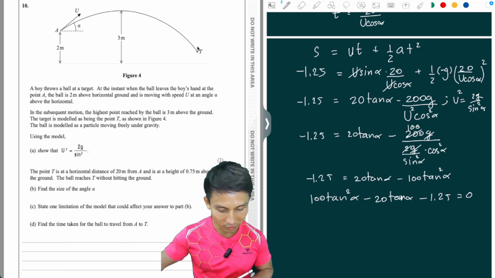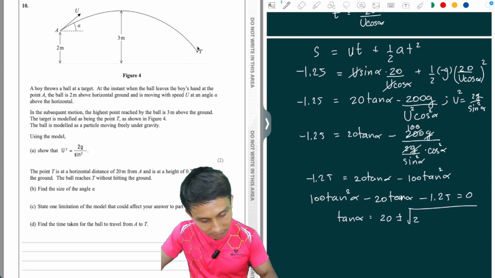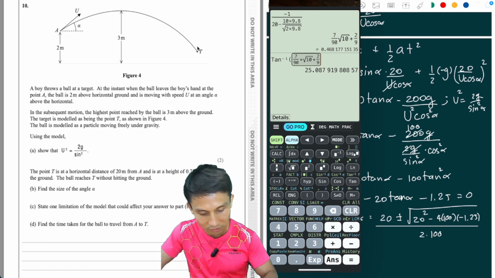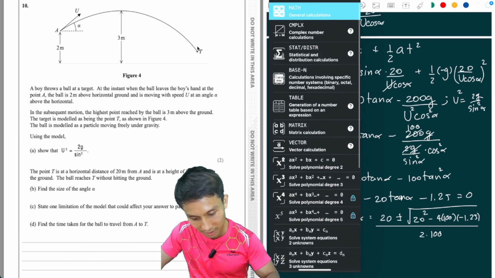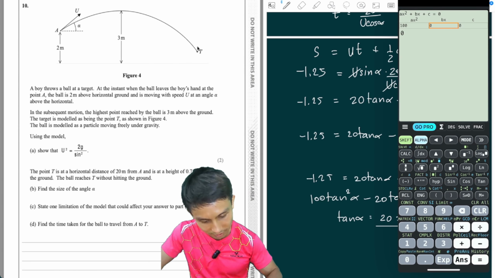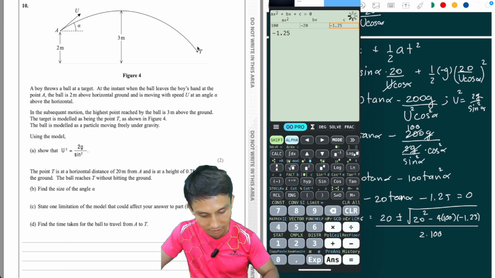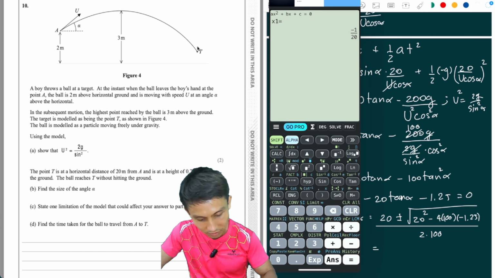Okay, so we can solve for that. If we do tan alpha equals minus b plus minus square root b squared minus 4 times a times c, we need to show some working, right? Divided by 2 times 100. But we're going to just use a calculator. Everyone has a calculator there. We can use a quadratic solver here, putting 100, enter, minus 20, enter, and then minus 1.25, enter. So this is going to be what? X1 is minus 1 over 20, comma, 1 over 4.